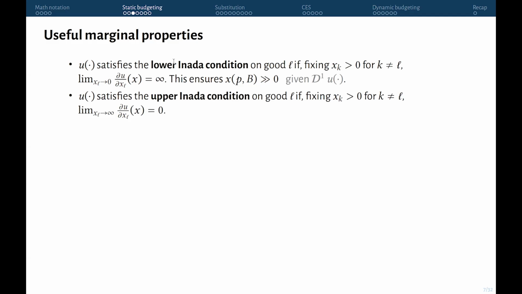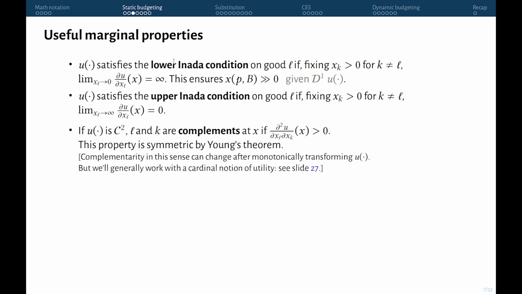Likewise, it satisfies the upper Inada condition on some good L if, starting from some basket X where you're buying a positive finite amount of all the other goods, you can satiate asymptotically in good L. As your quantity of it goes to infinity, your marginal utility in that one good is falling to zero. So you're not scaling up all the other ones as well. It could be that it falls to zero even if you did scale up the other ones, but that's the condition.